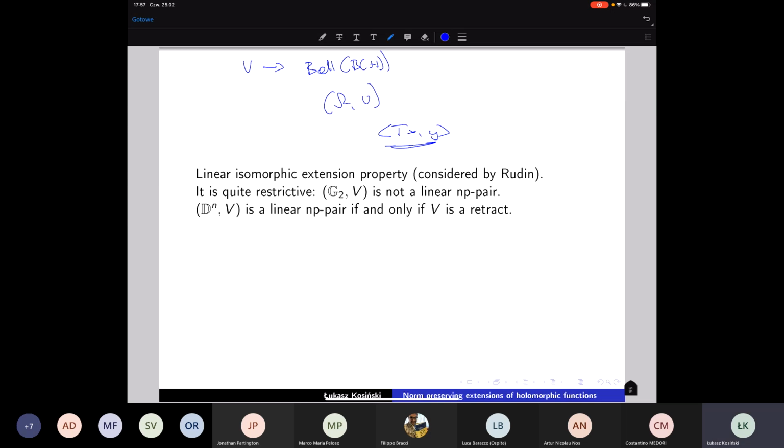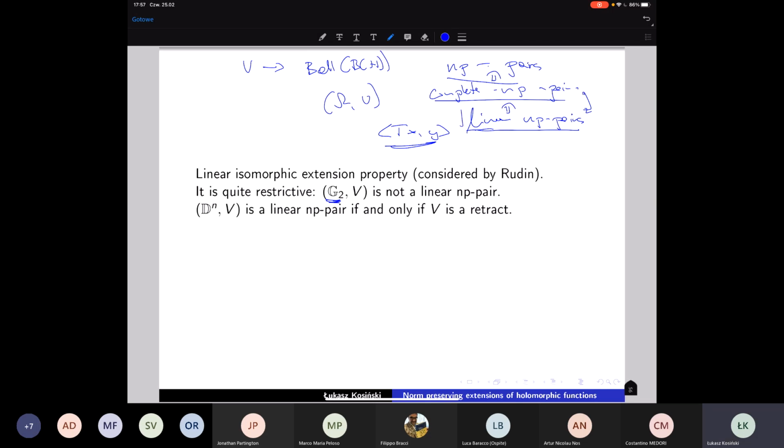It was a surprise for us that the symmetrized bidisk is not a linear NP pair, which means that we have NP pairs, we have complete NP pairs, and we have linear NP pairs. And this notion implies this one, and this one implies this one. Nevertheless, we thought that these two notions should be connected. But okay.